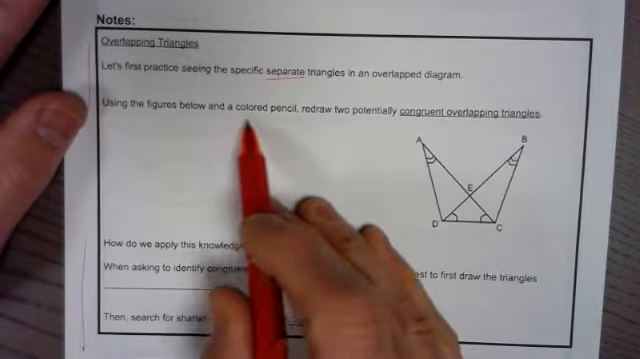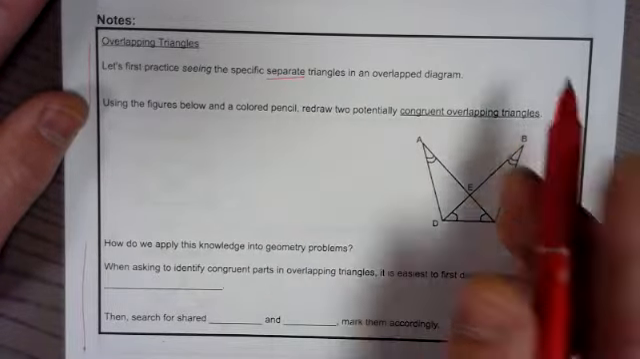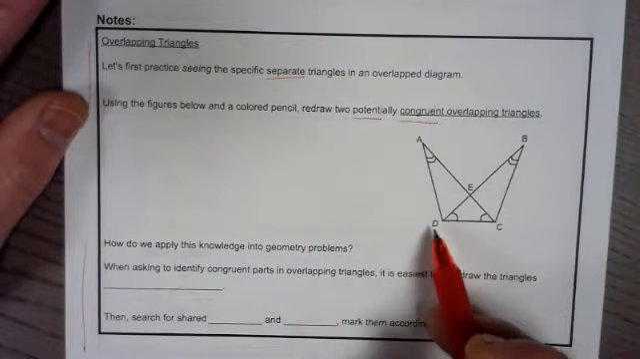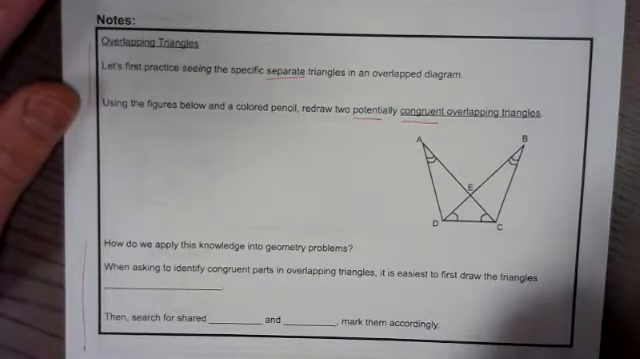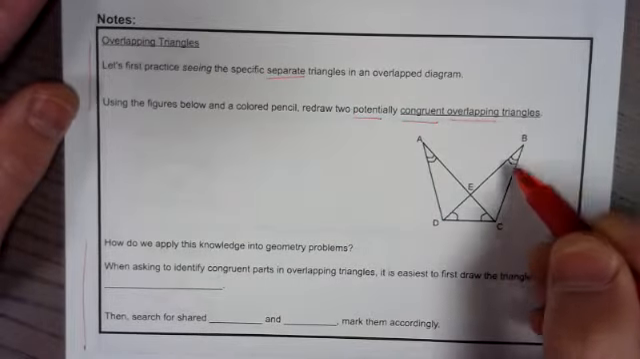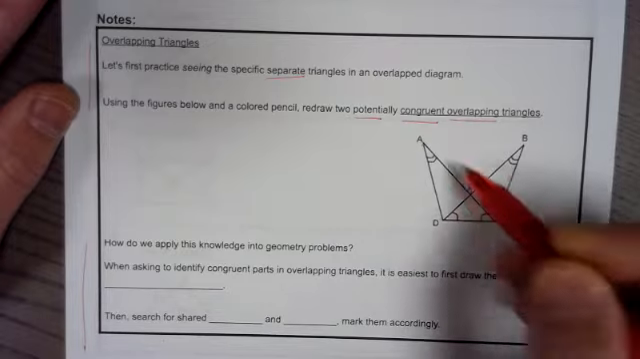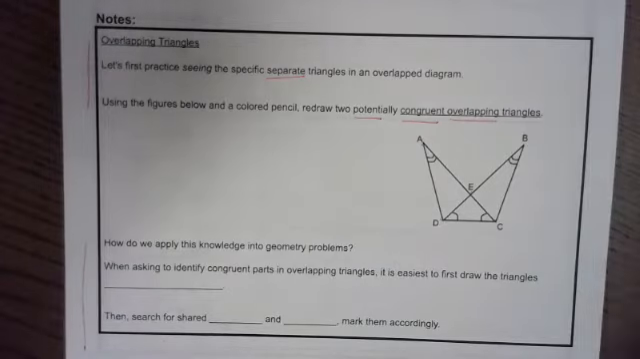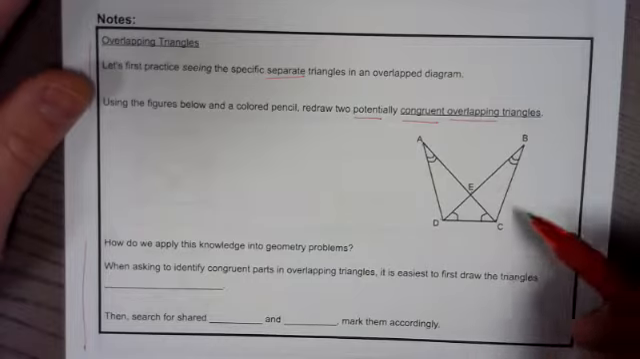So using the figures below and a colored pencil, redraw 2 potentially congruent overlapping triangles. Potentially congruent means that when you look at this diagram, do you see 2 triangles that you think could be congruent that also overlap? And that overlapping is really important because if we just look at BEC and AED, those triangles certainly look like they could be congruent, but they don't overlap. So the goal for today is looking at overlapping triangles.